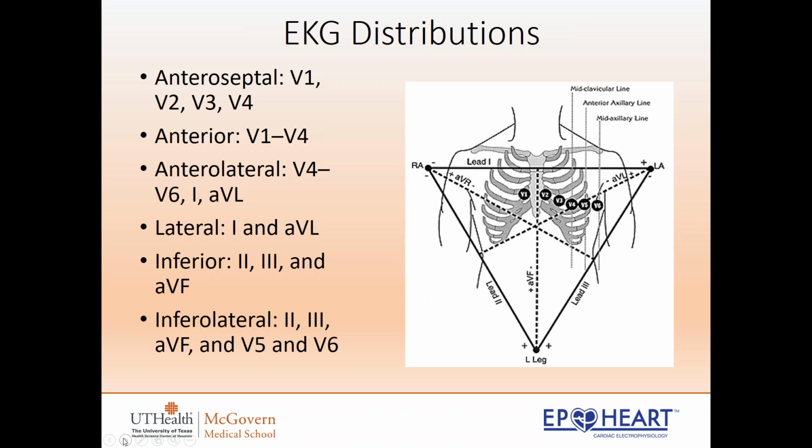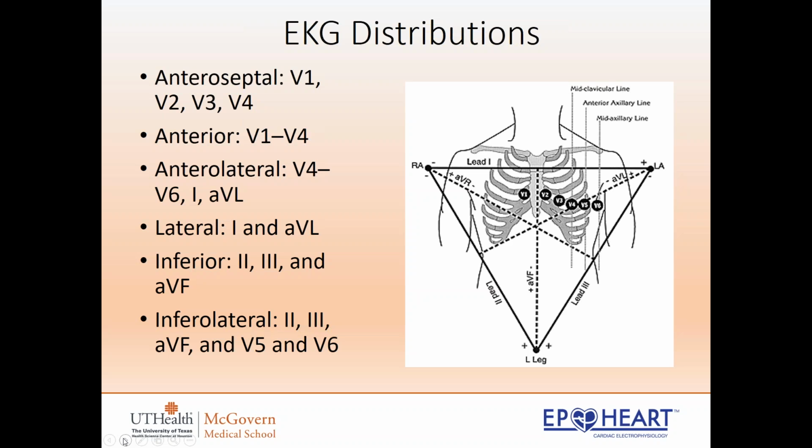If there's just a change in 1 and AVL, then we know we're strictly looking at the lateral section. Inferiorly, we look at 2, 3 and AVF. 2, 3 and AVF are important to us. Most of the heart actually sits below 2, 3 and AVF, so if there's a positive deflection in that, we know the arrhythmia is coming from the top going down. If 2, 3 and AVF happen to be negative, then we know that the arrhythmia starts at the lower apex of the heart and is traveling upward.